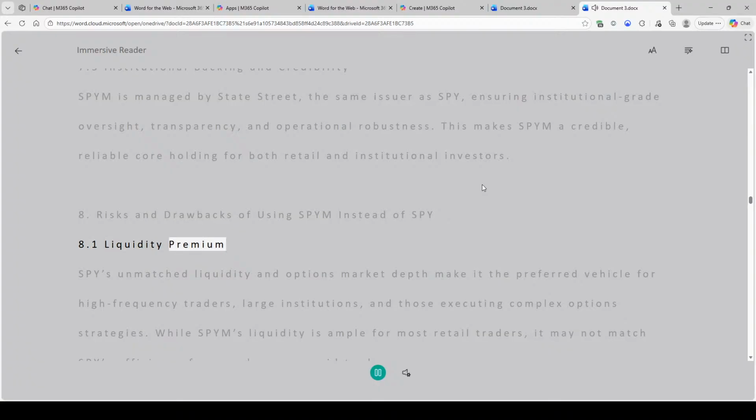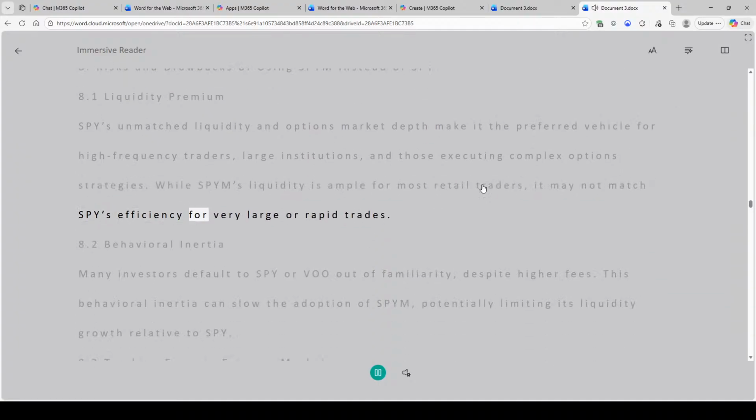8.1 Liquidity premium. SPY's unmatched liquidity and options market depth make it the preferred vehicle for high-frequency traders, large institutions, and those executing complex options strategies. While SPYM's liquidity is ample for most retail traders, it may not match SPY's efficiency for very large or rapid trades. 8.2 Behavioral inertia. Many investors default to SPY or VOO out of familiarity, despite higher fees.